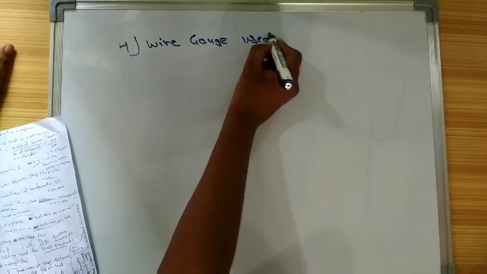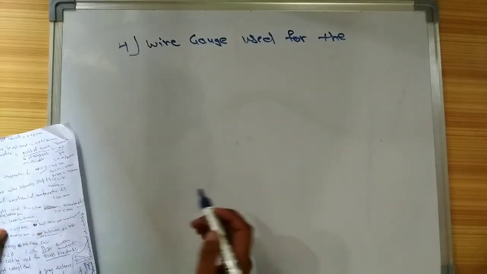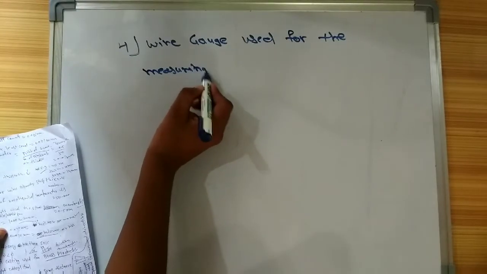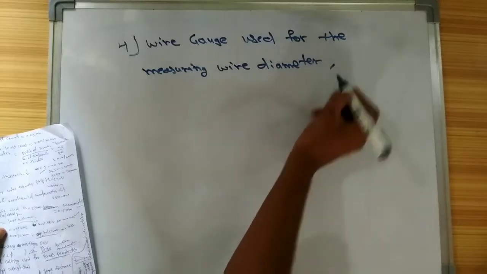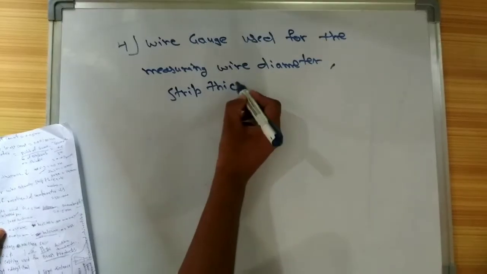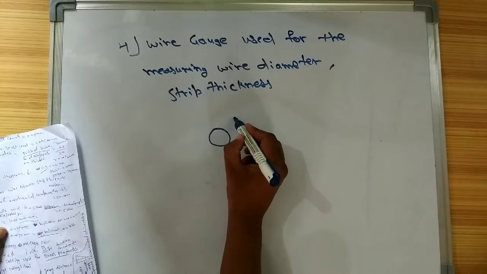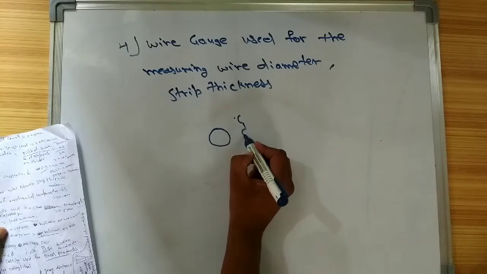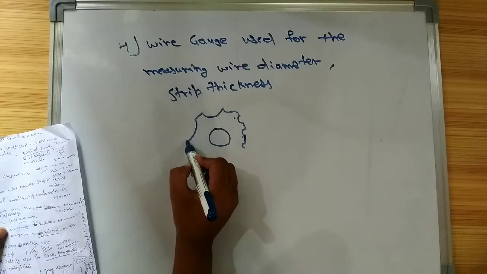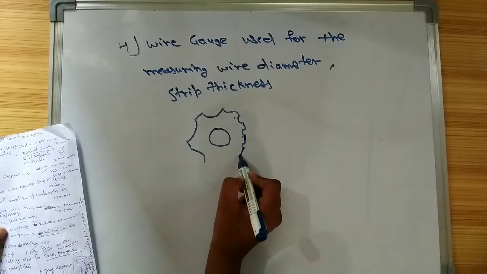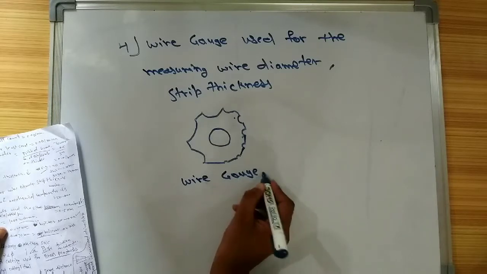Wire gauge is used for measuring wire diameter and strip thickness.